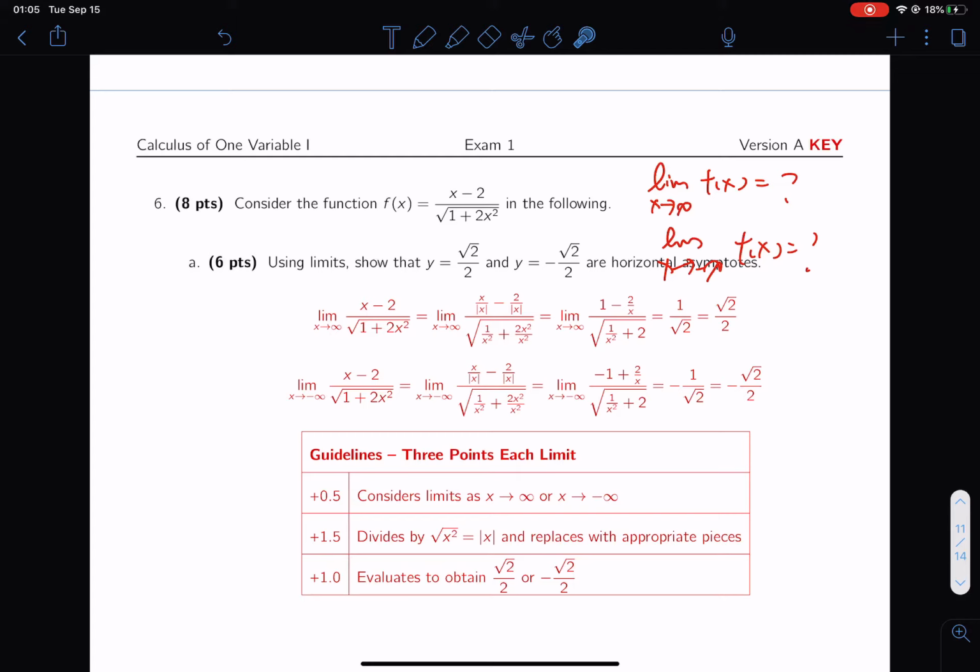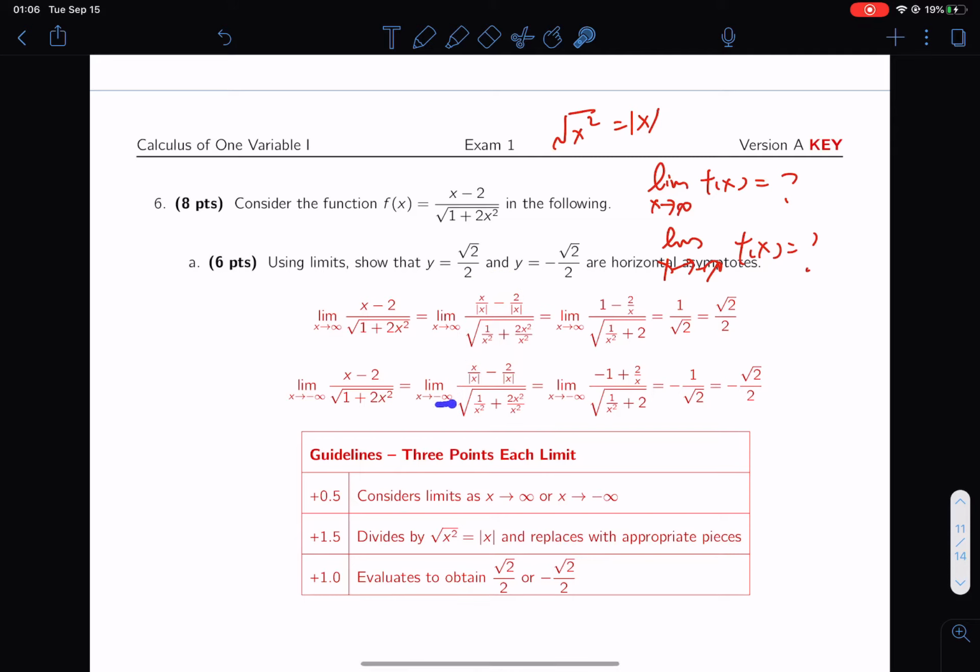So for the first case, x approaches infinity. This is the f of x. So we can see the trick is to divide it by the highest degree of the denominator, or just divide it by x, because this is x square. Square root of x squared is actually just the absolute value of x. So we divide it by the absolute value of x.